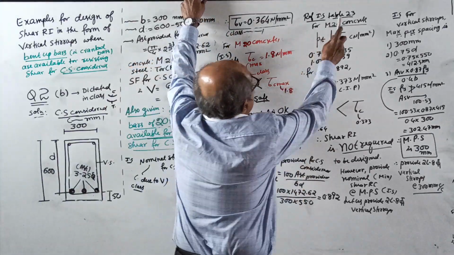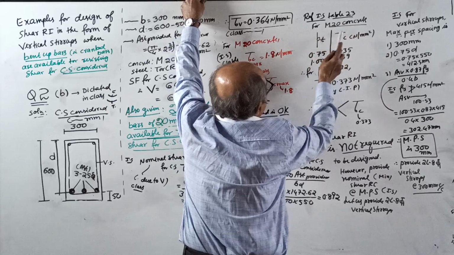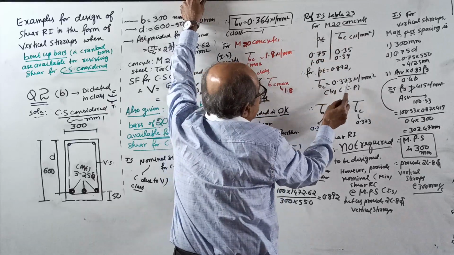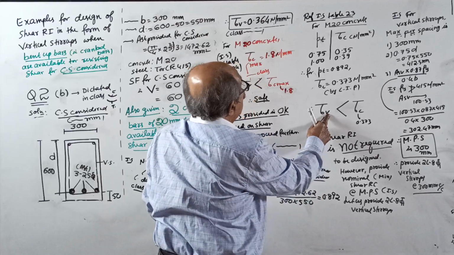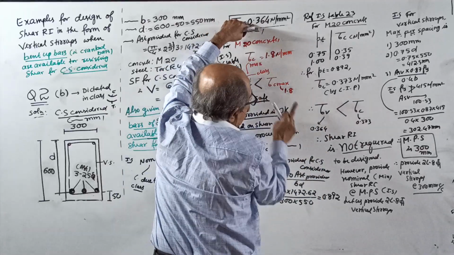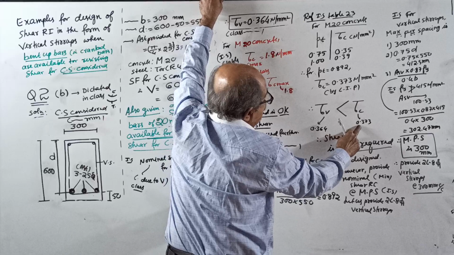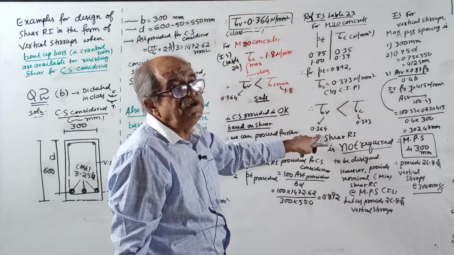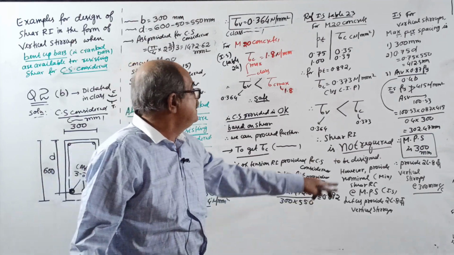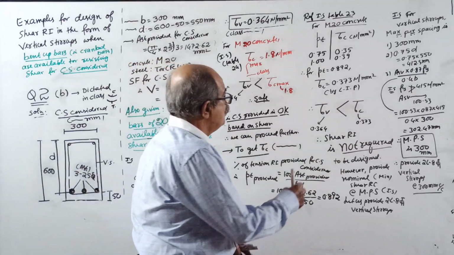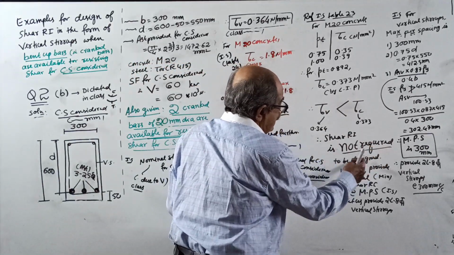Now, Table 23 for M20 concrete, PT and tau C given, interpolation, you get tau C by linear interpolation. Now compare tau V, 0.364, tau C, 0.373. Actual shear stress is 0.364. Concrete alone can resist 0.373. Therefore, shear reinforcement is not required to be designed.